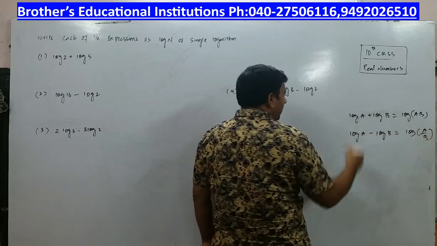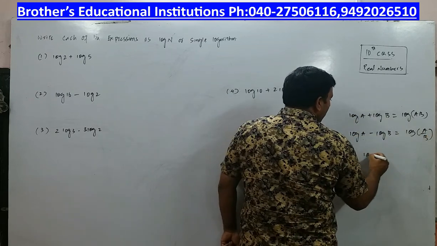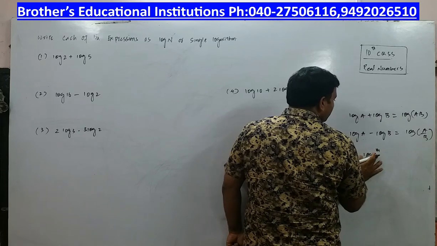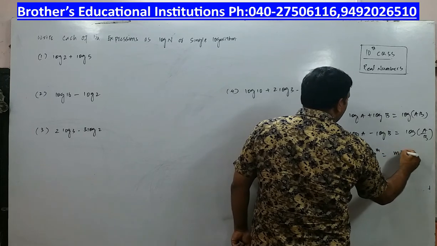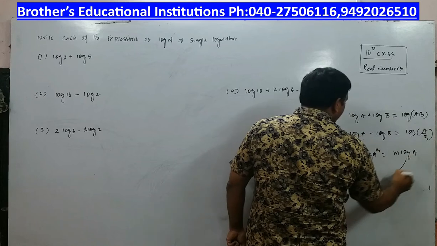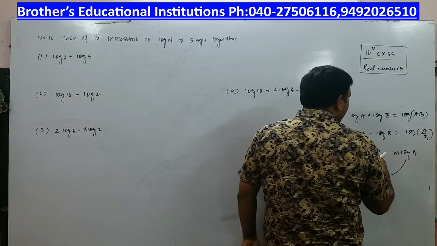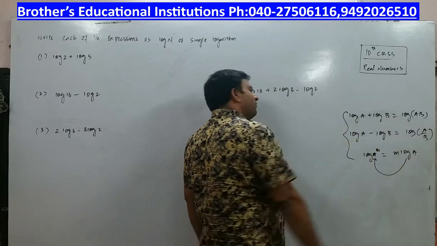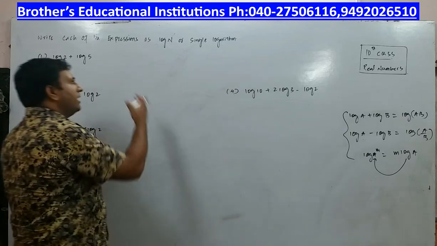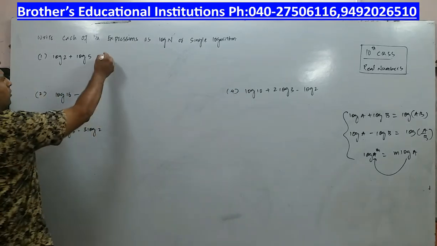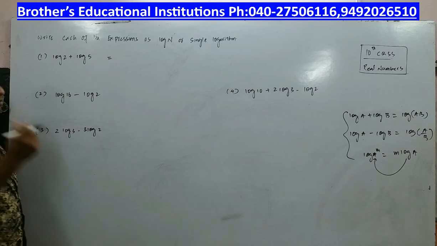Apart from that, in this particular scenario, log A power m is equal to m log A, and vice versa. M log A can be written as log A power m. So these are the three formulae which I am going to use when we are dealing with these kind of problems. Of course, these questions will come in the examination for 2 marks.